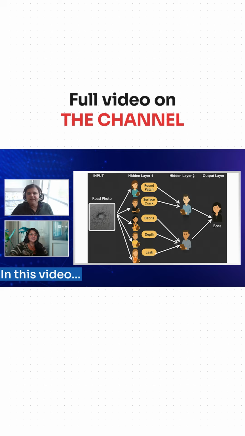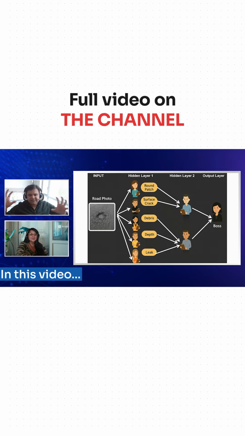And then they go to the hidden layer 2, which is like their manager. And he says, yeah, I found 0.5 chance of a round patch plus 0.6 chance of a surface crack. Then some activation function in this layer clicks, right? And same thing, this manager is looking for leaks and depths and something else. And then they go back to their boss and say that, okay, based on my activation function is yes, and this person says mine is no.